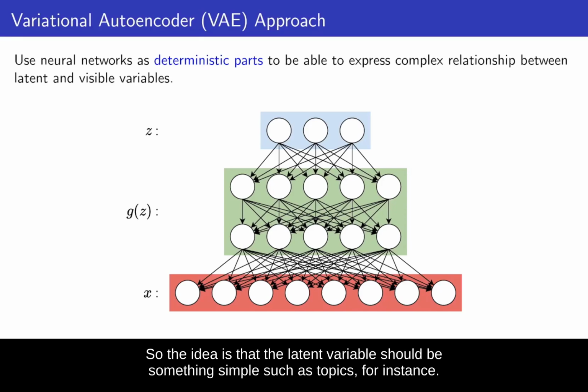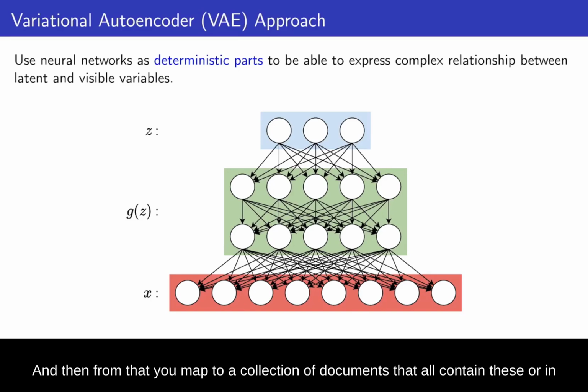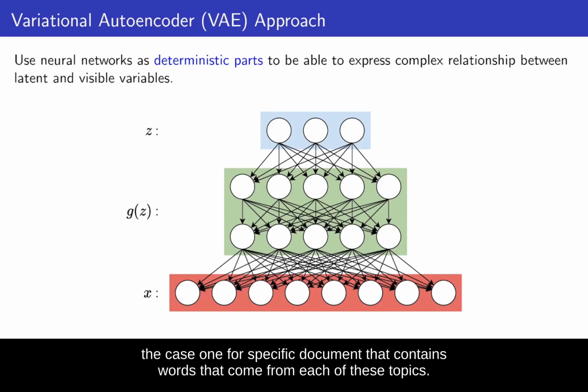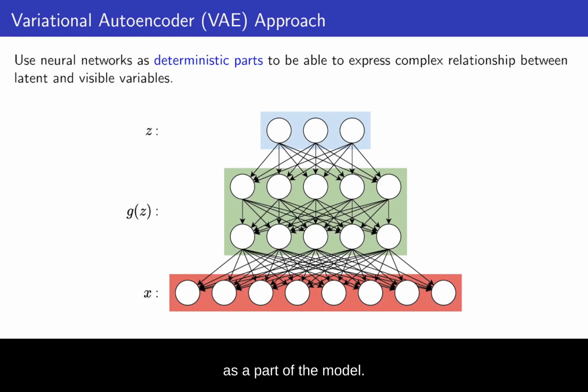So the idea is that the latent variable should be something simple, such as topics, for instance. So it should be some simple variables such as politics, sports, or art, and then from that you map to a collection of documents, or in the case of one specific document, that contains words that come from each of these topics. Then you can create a very complex mapping if you include these powerful neural networks as a part of the model.